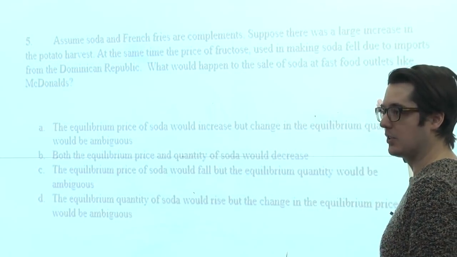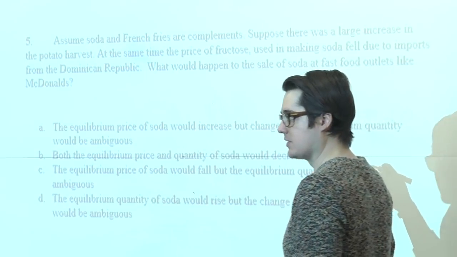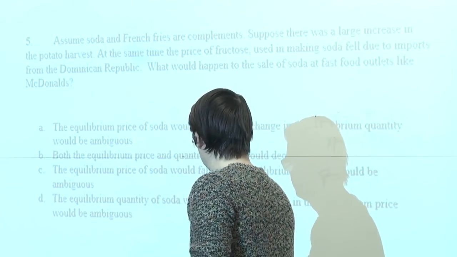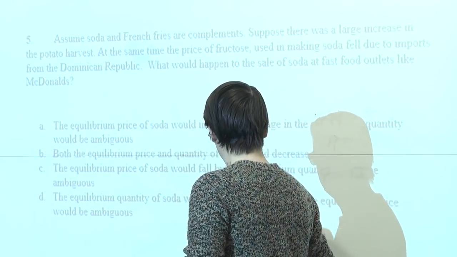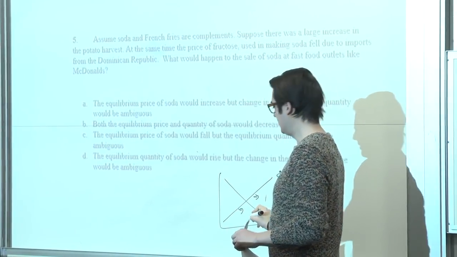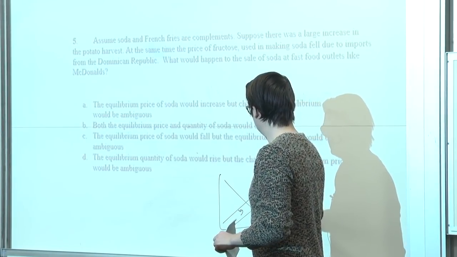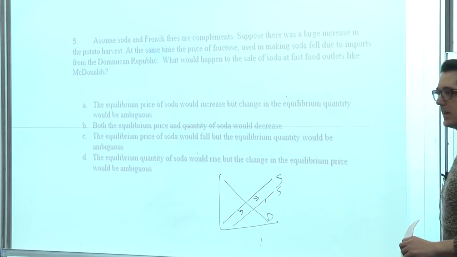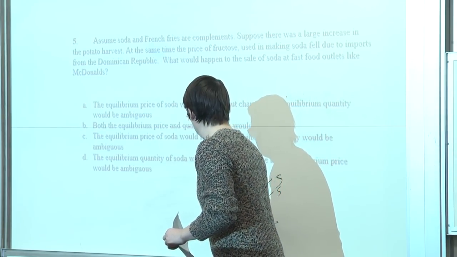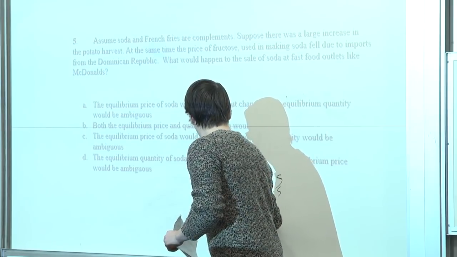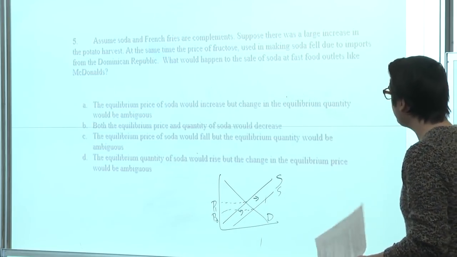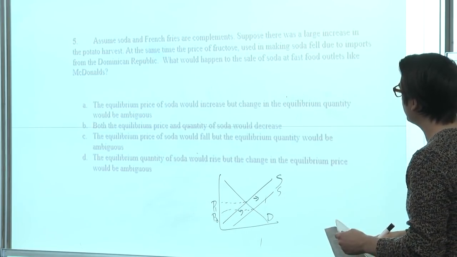And if we have a supply increase, what is that going to do to the price of French fries? Okay, supply is going to be going to the right. So what happens to the equilibrium price? It falls, yeah. P1, P2.